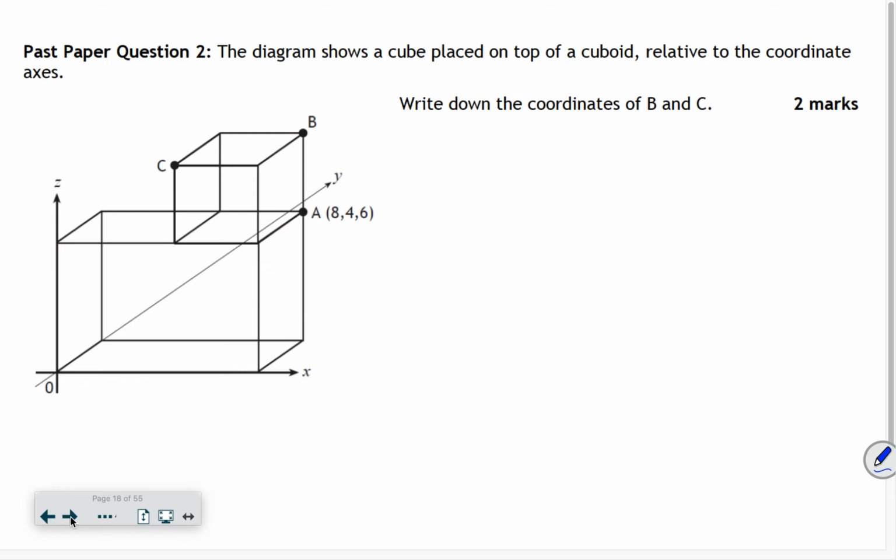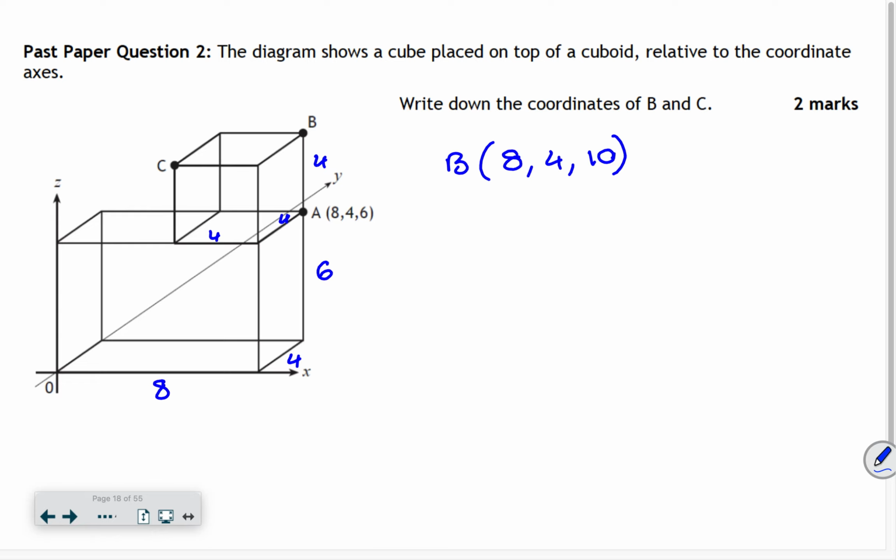So if I want to get the coordinate of A, which is (8, 4, 6), I had to go along a length of 8, a breadth of 4, and a height of 6. So if that breadth here is 4, it means that one side of the cube is 4. So that's also going to be 4 there and there. Okay? So to get the coordinate of B, I'm going 8 along the x-axis, 4 along the y-axis, and then I'm going up 6 and then 4, so it's going to be 10.